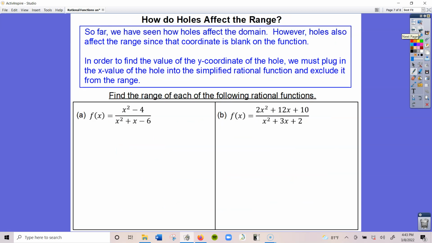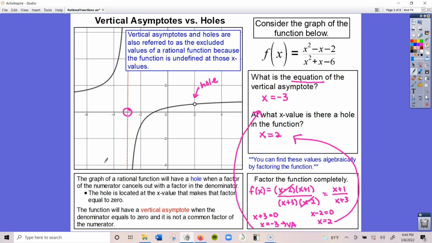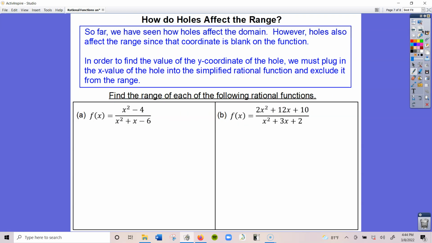Now, how do the holes affect the range? Because when you have a hole on a graph, and I'm just going to go back to this graph here. For the domain, that x value is not included, but this is a coordinate. Unlike this line where it's just an x, this is a coordinate. It's 2 comma something. So that particular y value where the hole is will also be excluded from the range. So we need to figure out a way of figuring out what the y value would be. So we're going to figure that out now.